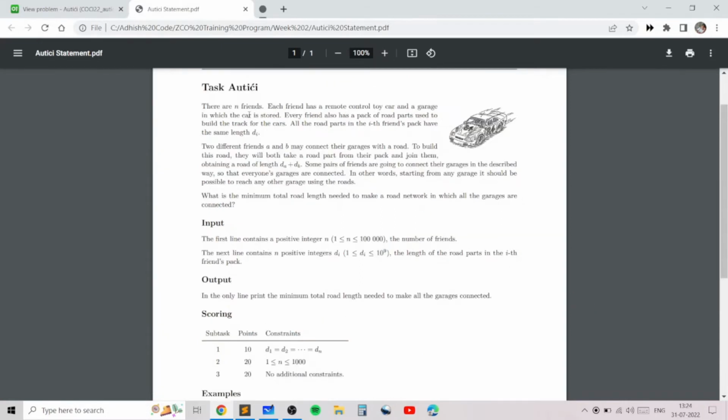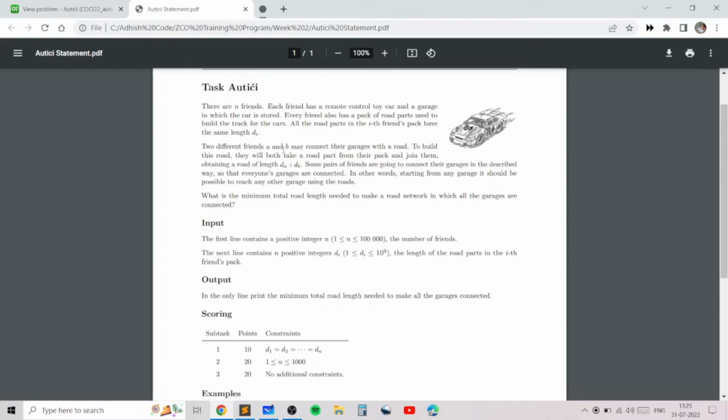So in this problem, we are given n friends who have garages in which their remote control toy car is stored. We need to connect all the garages together by choosing two different friends A and B, and joining them together. So the cost for joining two friends A and B is dA plus dB, where di is the length of the road paths in the ith friend's pack. And we need to basically ensure that each and every friend is connected.